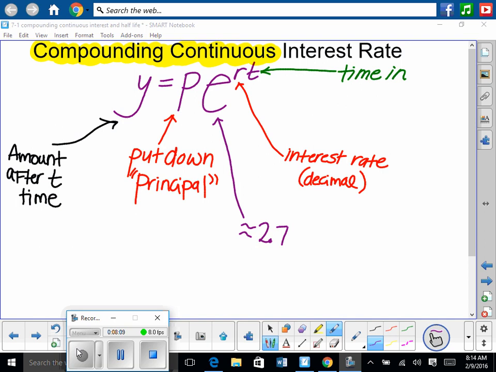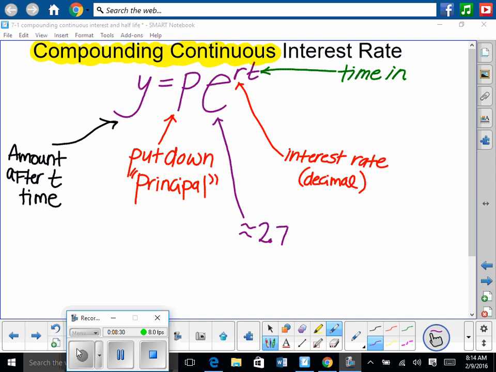So here are the key words. If you're reading a story problem and it says you're gaining interest compounding continuously, those are the key words that you have to know. Oh, I'm using PERT: compounding continuously. This is the only time you'll use PERT. Otherwise, you would not use PERT. So it's y is equal to P times e raised to the rt.